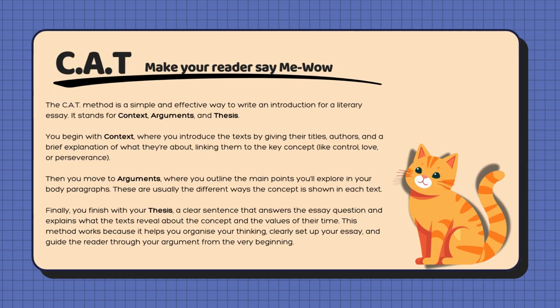On the screen right now, you can see a breakdown of what each of those elements stand for. But it's important to understand why I suggest using CAT. This is because it organizes your thinking clearly. It gives your marker a clear roadmap of your ideas. It makes sure that you are directly answering the question from the start and allows you to remain focused and confident as you move into your body paragraphs. Now, let's walk through each part of the CAT structure, step by step, with some examples and my own reflections to help you understand not just what to do, but why it works.